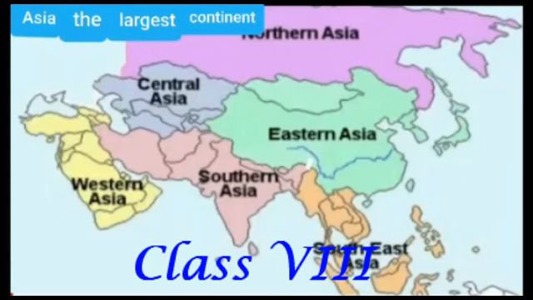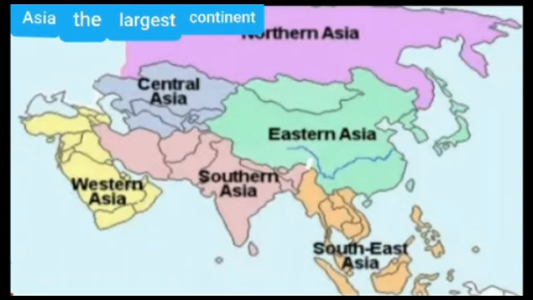Asia. Asia is the largest continent in the world. It is also the most populous continent. Asia lies mostly in the northern and eastern hemisphere. Owing to its fascinating diversity in geography, culture, and other aspects, Asia is also called a continent of contrast.